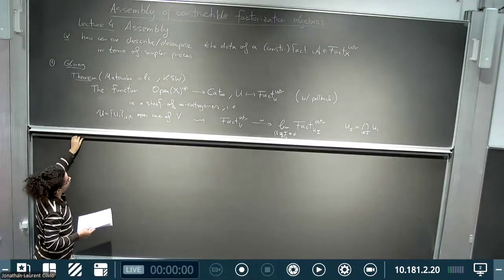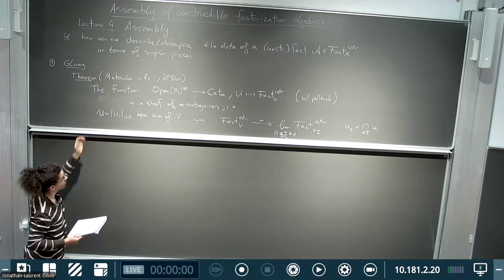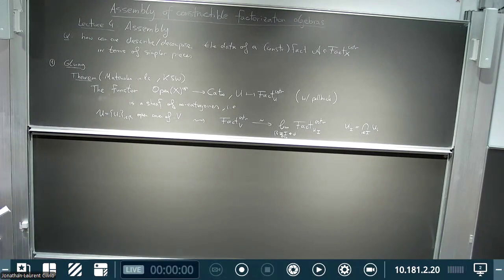This basically tells you that if you have a manifold and you can decompose it, or cover it by some things, this can be an infinite cover, or sometimes maybe just a very small cover, then you can compute the value of the category of factorization algebras in terms of the value on the individual opens.